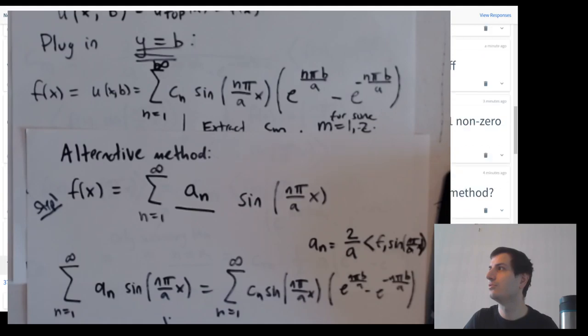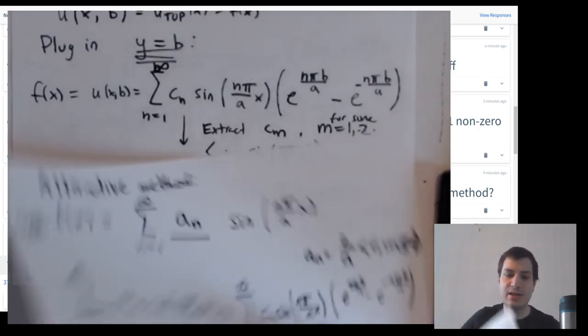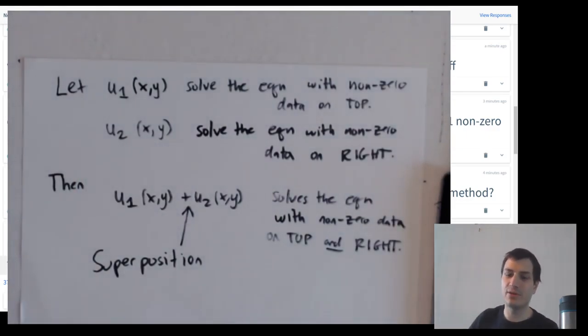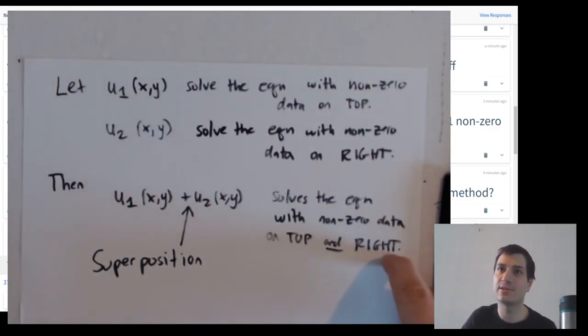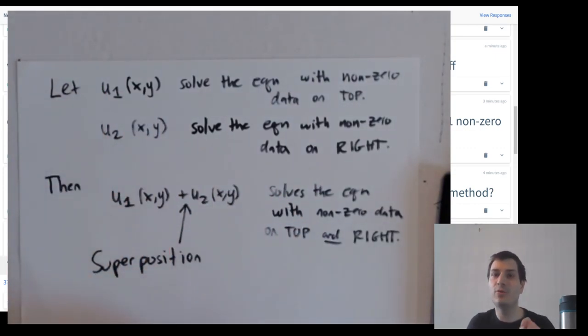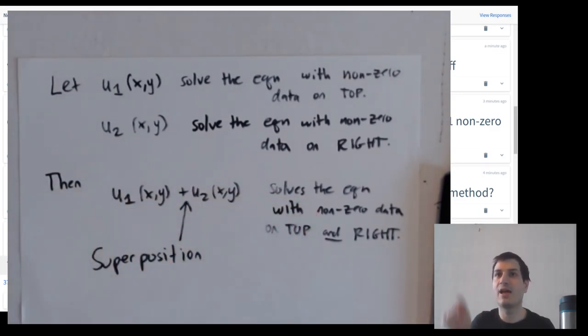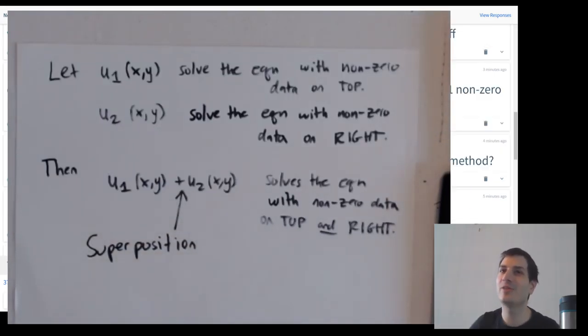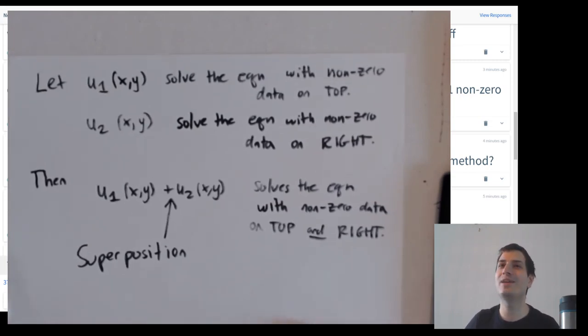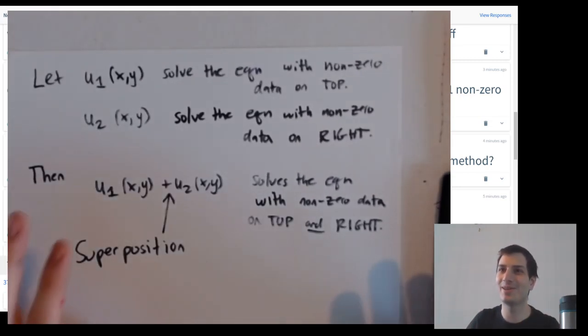In this superposition thing that I mentioned, each of U1 and U2 has exactly one side that is non-zero. So when you add them together, you get two sides that are non-zero. In general, you'd have to do this four times: U1, U2, U3, U4, and add them together, and then you have a non-zero on all four sides. If the shape was a hexagon instead of a rectangle, then you're really in for hard work. You can do it, and it's hard math, and I vaguely learned how to do it in grad school, but don't worry about it, it's fine.